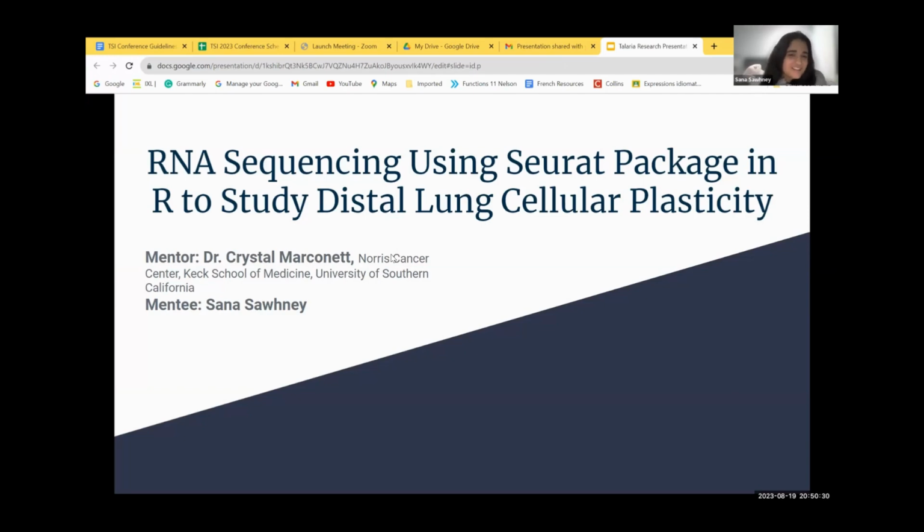The project was titled RNA sequencing using the Seurat package in R to study distal lung cellular plasticity. I was the mentee. My name is Sawhney, and my mentor was Dr. Crystal Markinet.